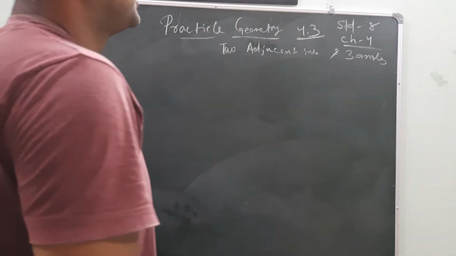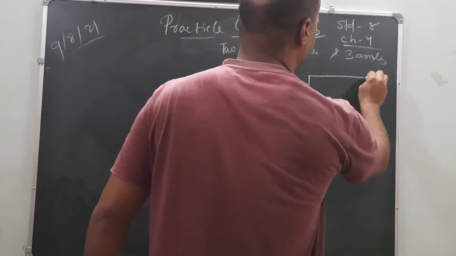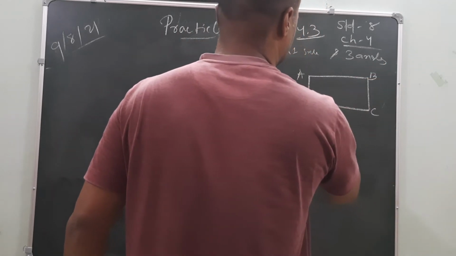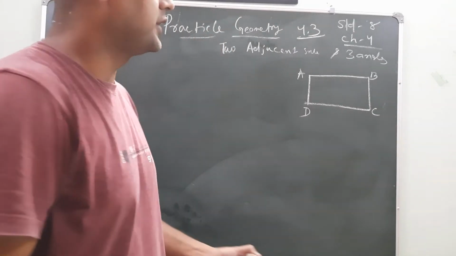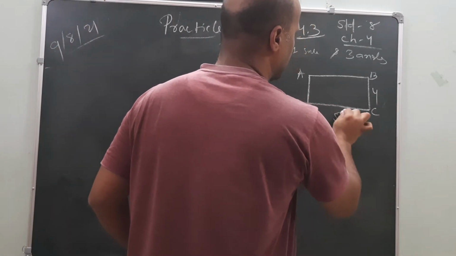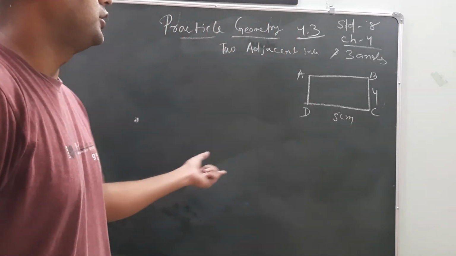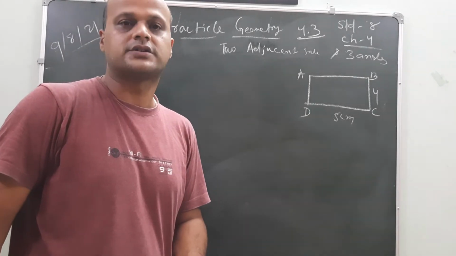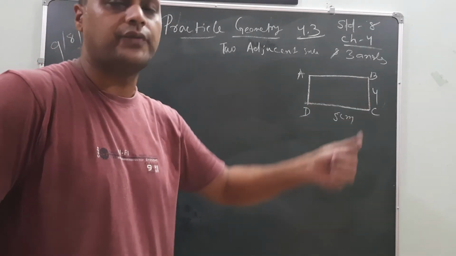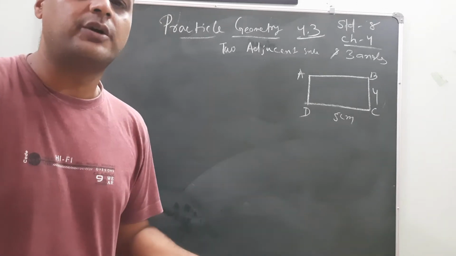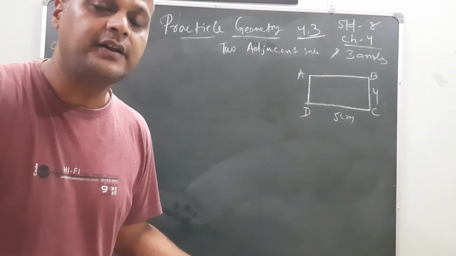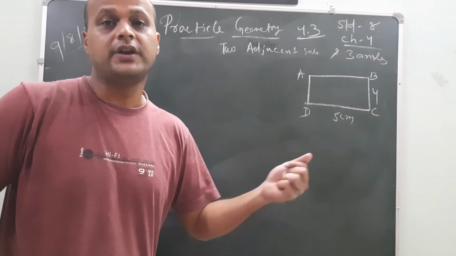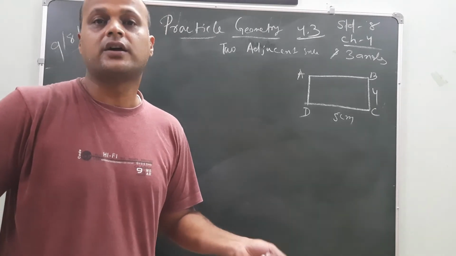Suppose I am drawing a rectangle here, A, B, C, D. In your book another example is there. If this is 4 centimeter, here it is 5 centimeter. It will say: draw the fair construction of ABCD. Construct a quadrilateral of dimensions 4 centimeter, 5 centimeter. A doubt is coming to your mind: how are only two sides given, when sir is saying that if three angles are not given, we cannot do it?